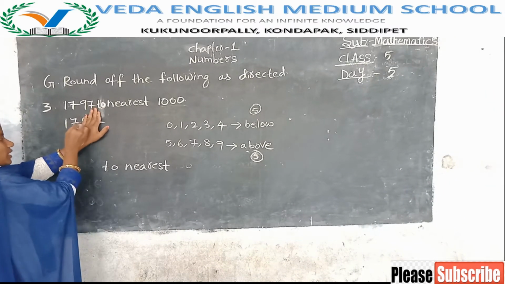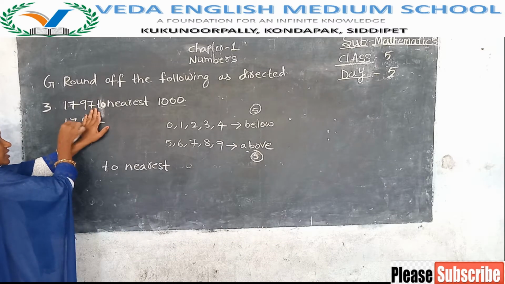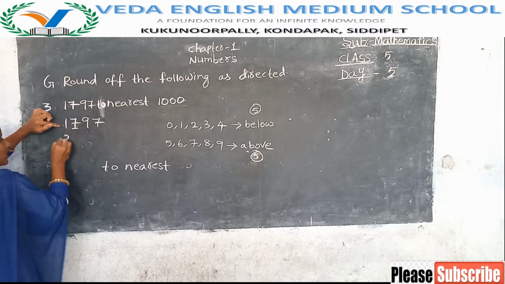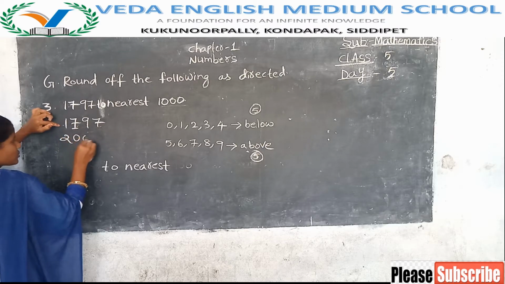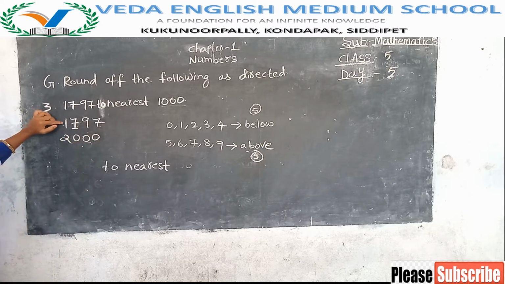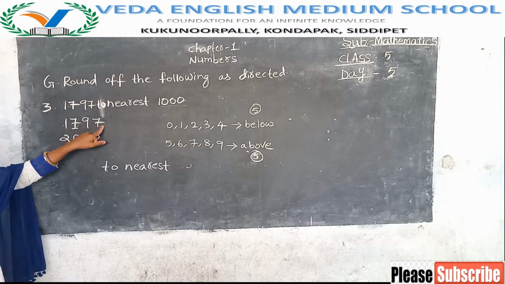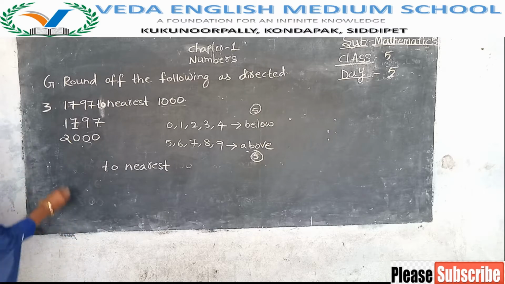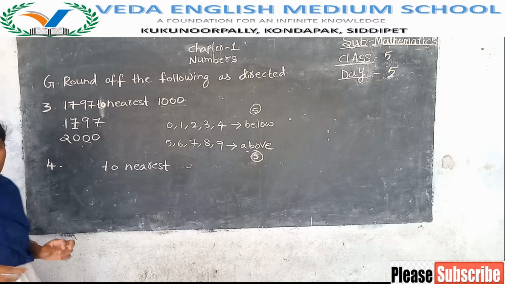7 is above 5, so we have to increase. After 7 we have 1. So we have to increase 1 by 1 time, then it becomes 2. In the remaining 3 places we have zeros. So 1797 is nearest to 2000. Okay. Next, fourth one, last question.